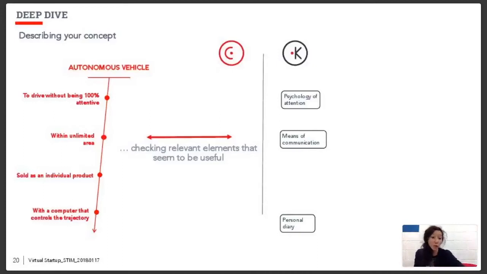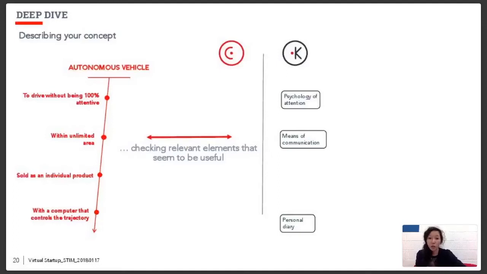For instance, if we're talking about a computer that controls the trajectory of a vehicle, you will have to bring knowledge on personal diaries, how to manage the trajectories, etc. So let's take one example. For instance, if we're dealing with one of the properties of business models, we're still dealing with a vehicle that is sold as an individual product.